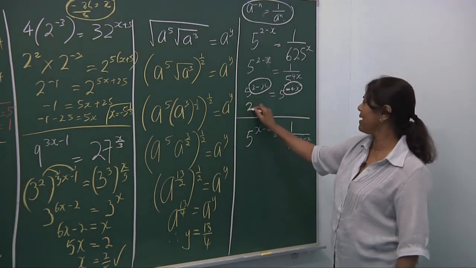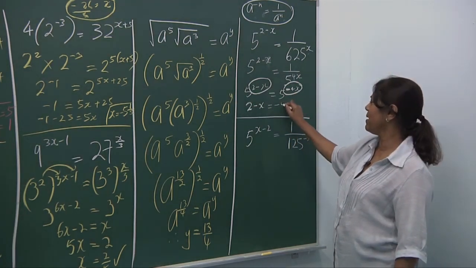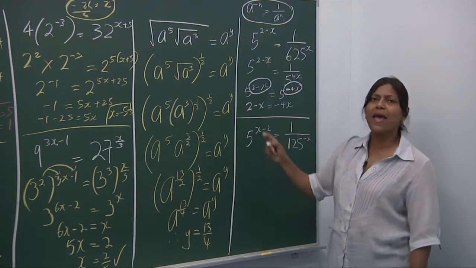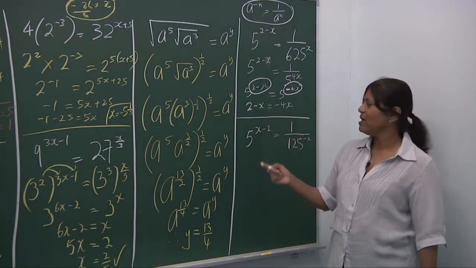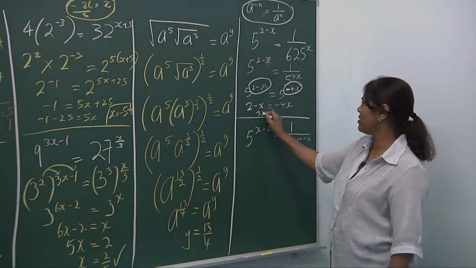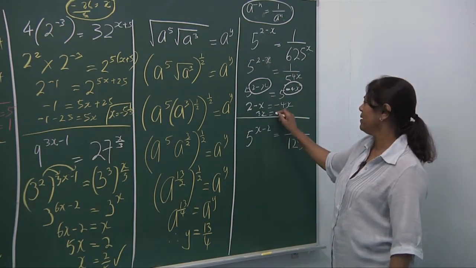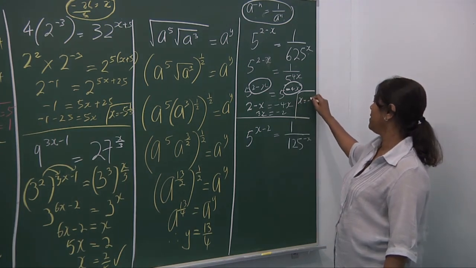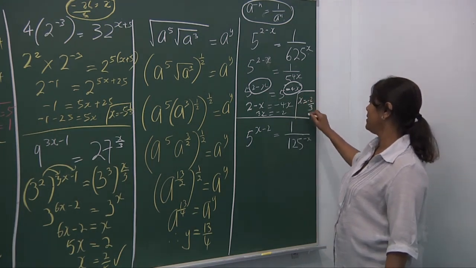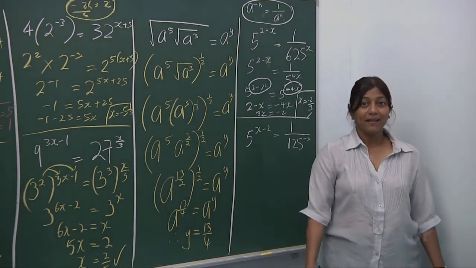2 minus x is equal to minus 4x. Bring the x together, minus 4x moves over, plus 4x minus x is 3x. Bring the 2 here, you get a minus 2. So your x is going to be minus 2/3. You got it? Got it.